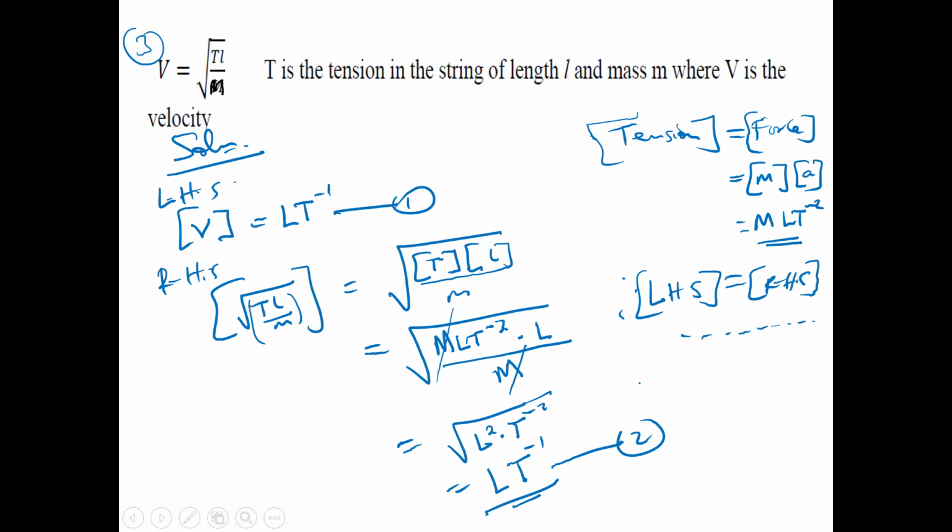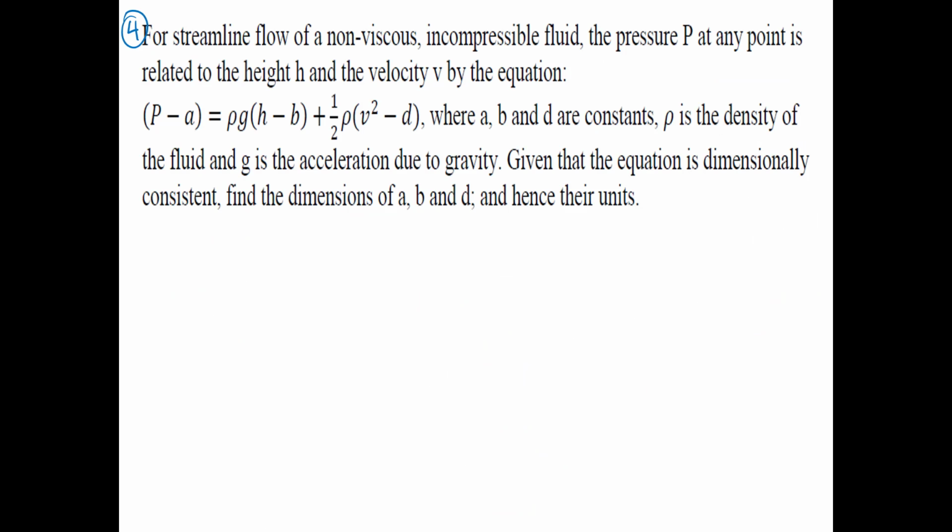Let's look at the second last example, number 4. Yes, the last example is here, which says that for a streamlined flow of a non-viscous incompressible fluid, the pressure P at any point is related to the height h and the velocity v by the equation. So that is our equation there, where A, B, and D are constants. Rho is the density of the fluid, and g is the acceleration due to gravity. Given that the equation is dimensionally consistent, find the dimensions of A, B, and D, and hence their units. You can pause the video and try it out first.